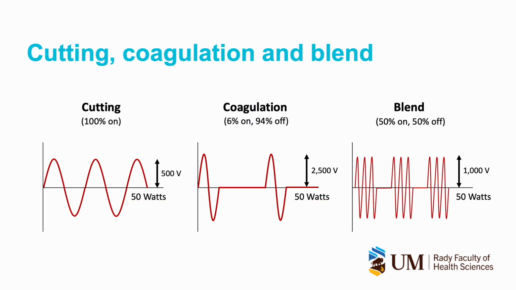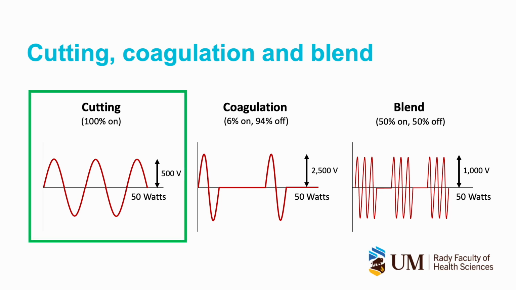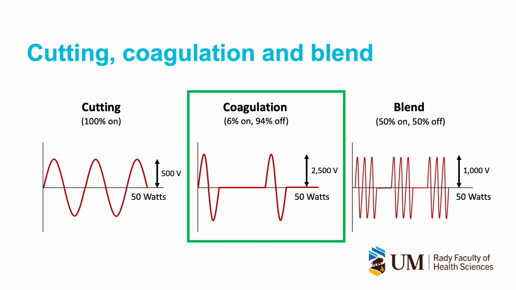It is important to distinguish between the different types of currents that can be used in monopolar energy. A cutting current produces a continuous high-frequency flow of electrons without pausing in zero polarity. In simplified terms, the current is on 100% of the time. A coagulation current is characterized by an alternation between peak polarity and zero polarity. One can think of the current only being on 6% of the time and off the remaining 94%.